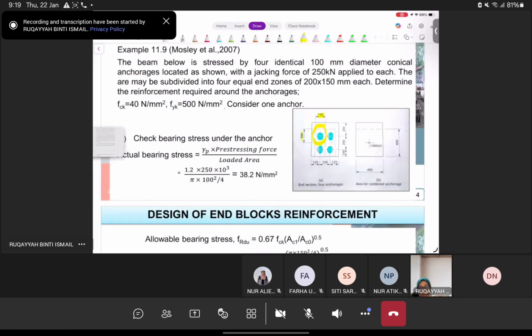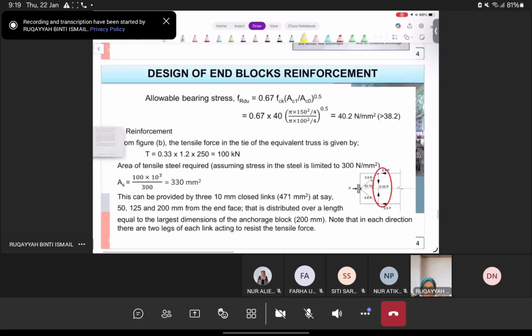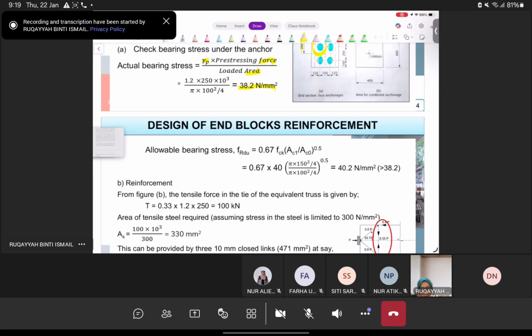So first you check the bearing stress under the anchor. How to check the stress? You can calculate the stress. The stress is quite straightforward, whereby you take the pre-stressing force divided by area, multiplied with gamma P, which is for the tendon. So gamma P we take as 1.2 for this N block. Then the total bearing stress is 38.2 MPa. All right, so now we want to check. We want to calculate our allowable. Actual is what is applied, what is applied. Allowable is normally by code.